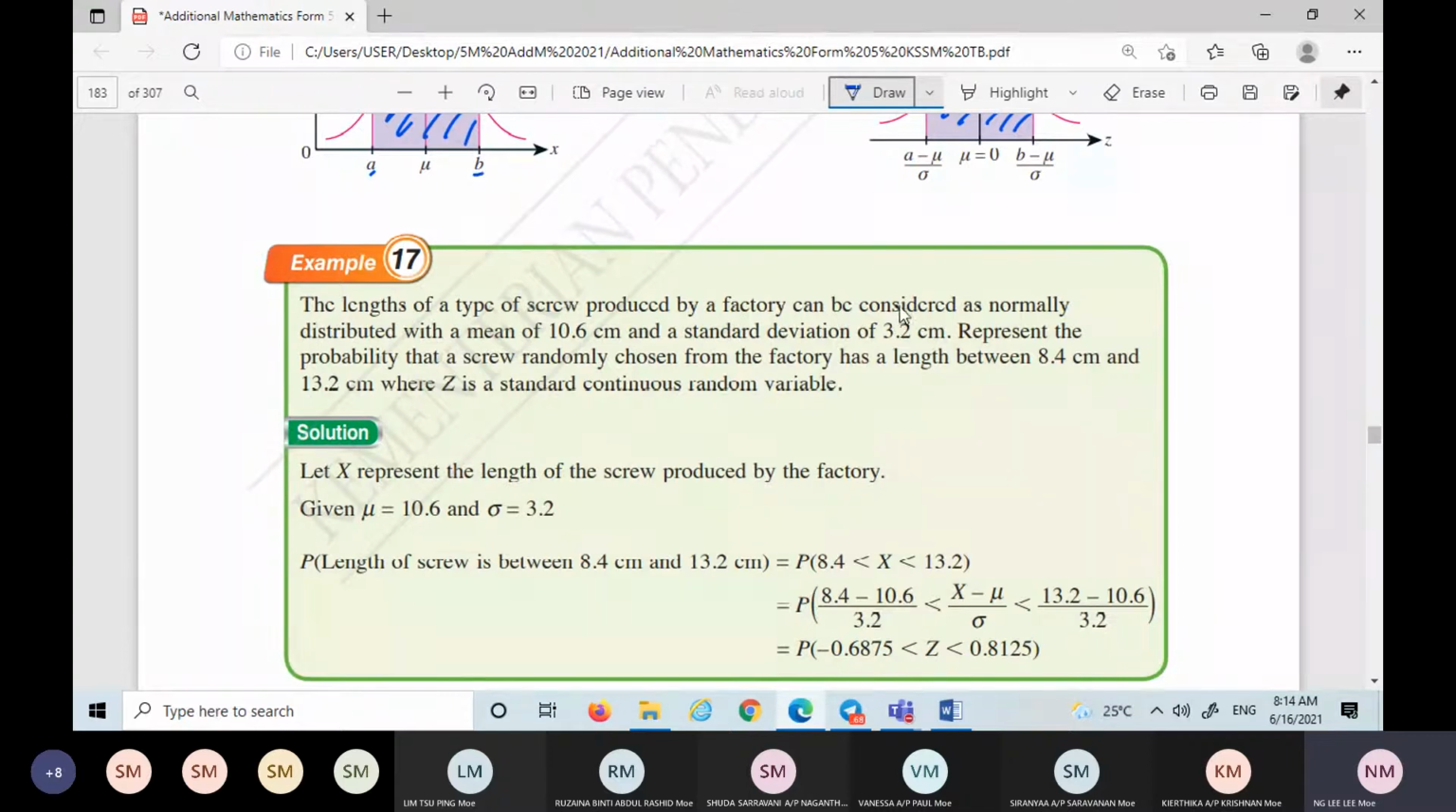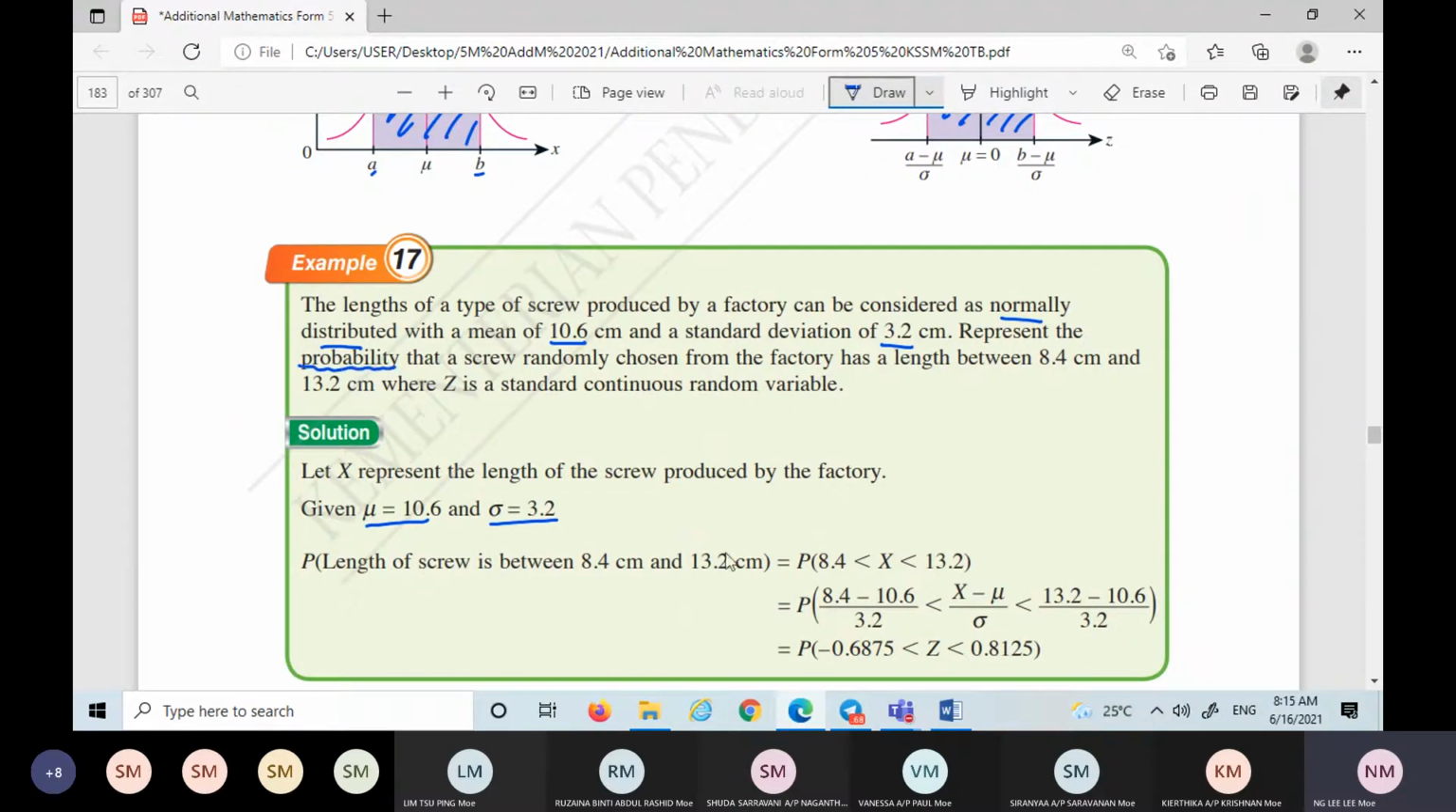The length of a type of screw produced by a factory can be considered as normally distributed. You see, here they don't say it is standard normally distributed, so this is not the standard normal distribution. The mean is 10.6 and the standard deviation is 3.2. So you write out the mean, mu, and the standard deviation, sigma, 3.2. Represent the probability that a screw randomly chosen from the factory has a length between 8.4 and 13.2.